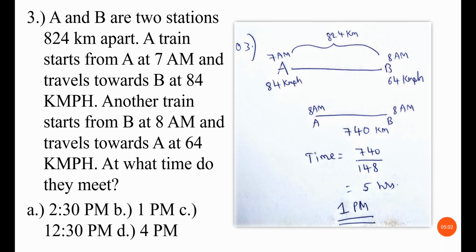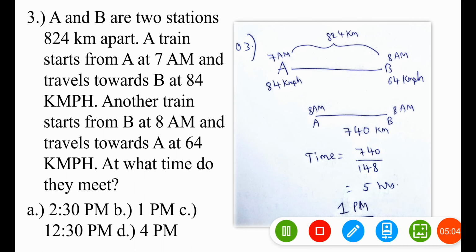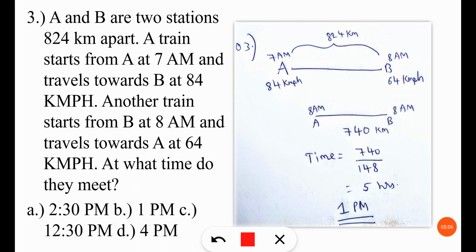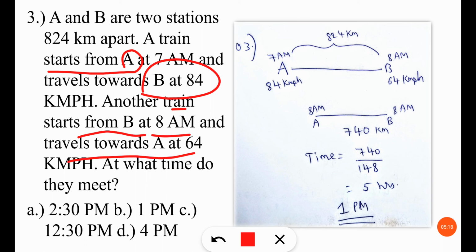A and B are two stations 824 kilometers apart. A train starts from station A at 7 a.m. and travels towards B at 84 kmph. Another train starts from station B at 8 a.m. and travels towards A at 64 km per hour. At what time do they meet?